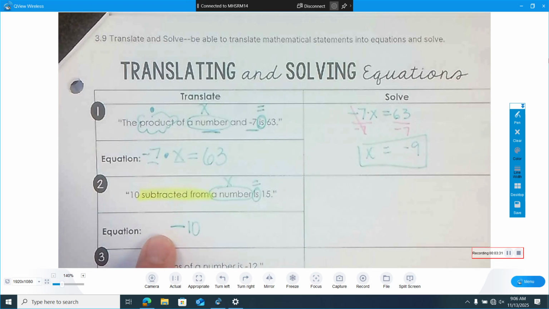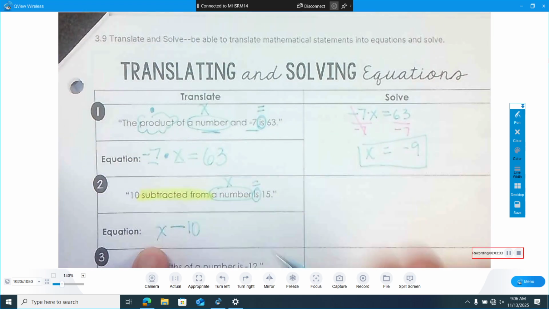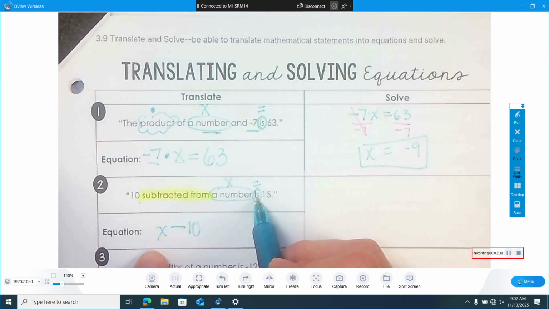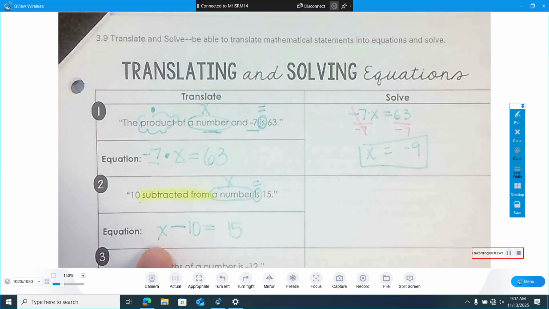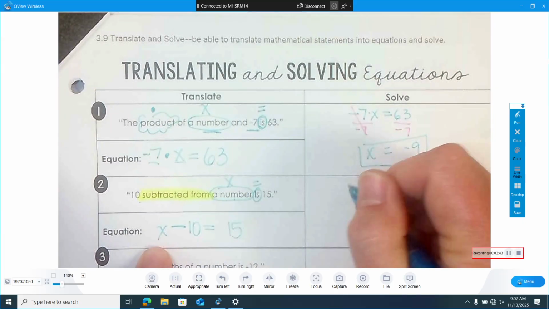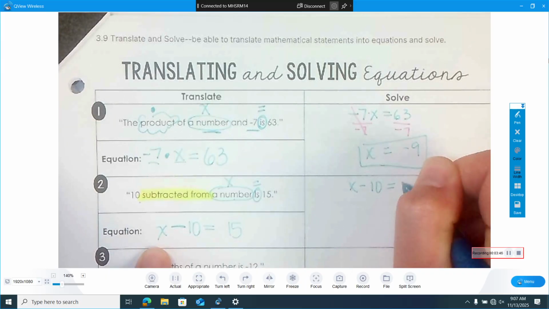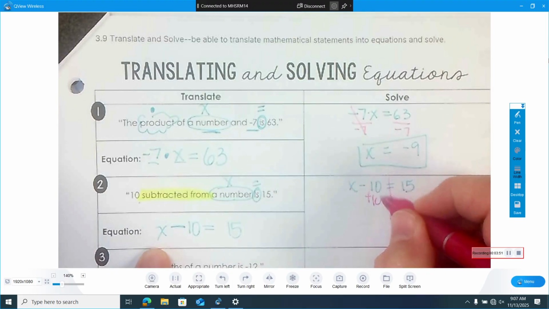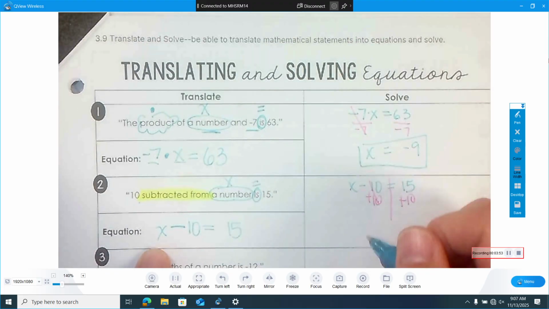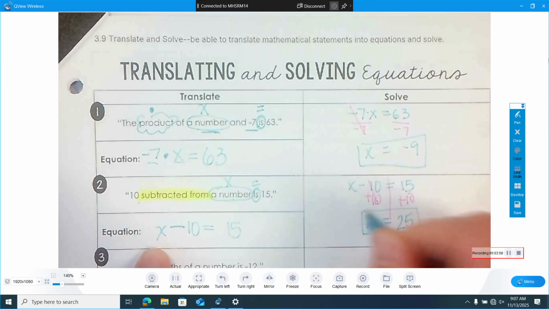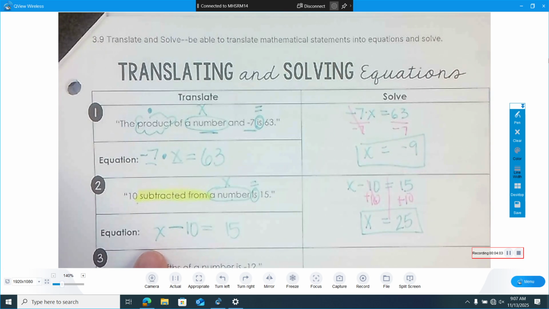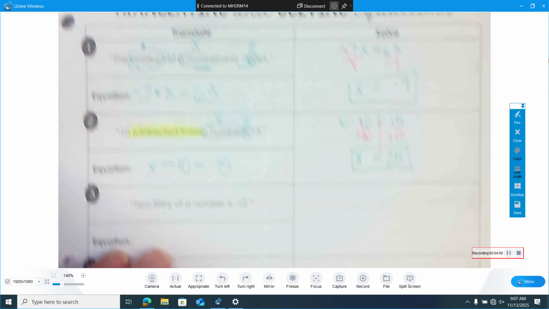So 10 subtracted from a number. What should go in front of the subtract 10? X. Yeah. So 10 subtracted from some number x: x minus 10 is 15. All right, let's solve. X minus 10 is 15. How do we get x by itself? Add 10. Very easy. So we get x equals 25. 15 plus 10 is 25. Perfect. You see how this is kind of a nice review? It's pretty good, right?